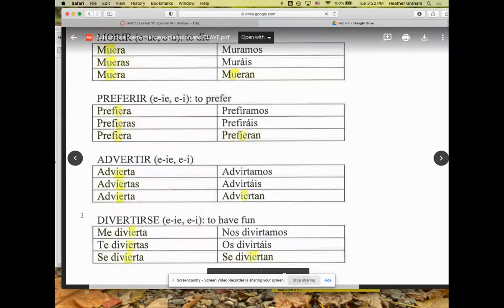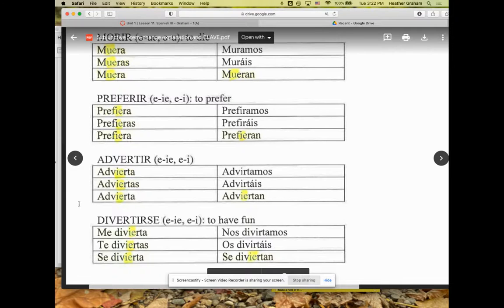Then lastly, we have divertirse. There are four things to recognize in this. The first stem change inside the boot, the second stem change outside the boot, the reflexive pronouns, and the opposite endings. So make sure you have me divierta, te diviertas, se divierta, nos divirtamos, os divirtáis, se diviertan.